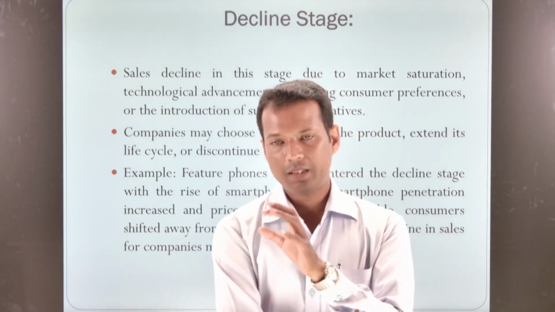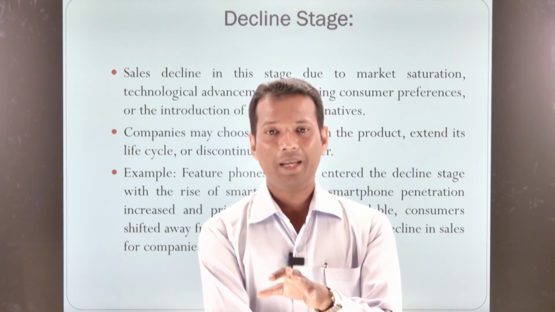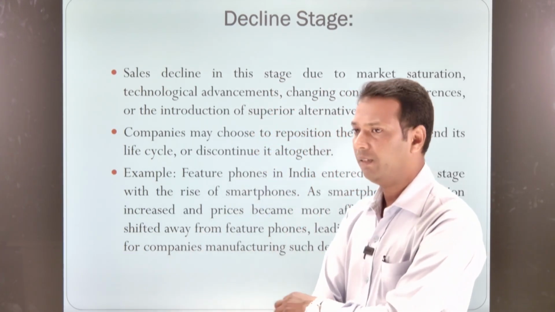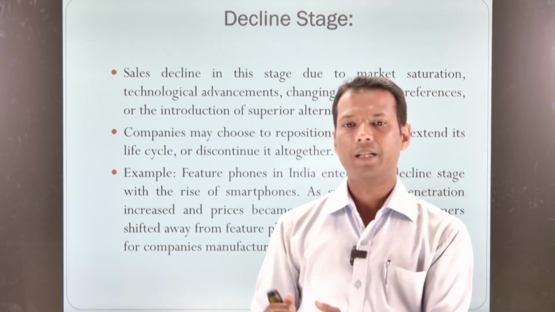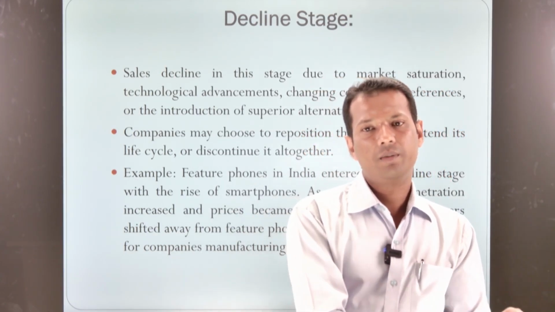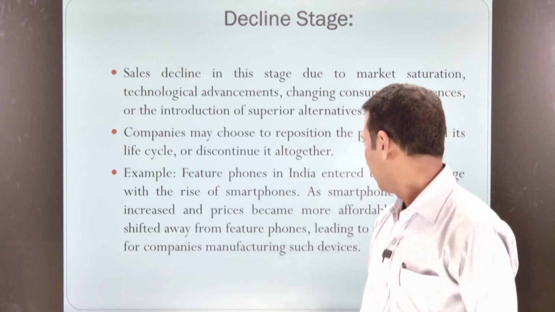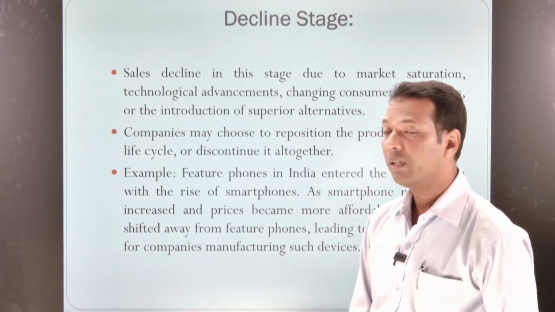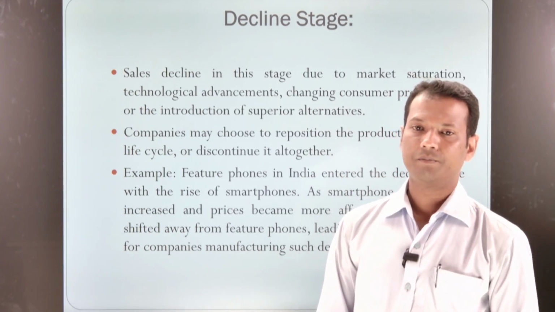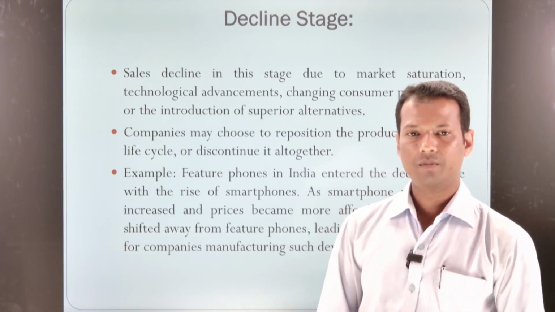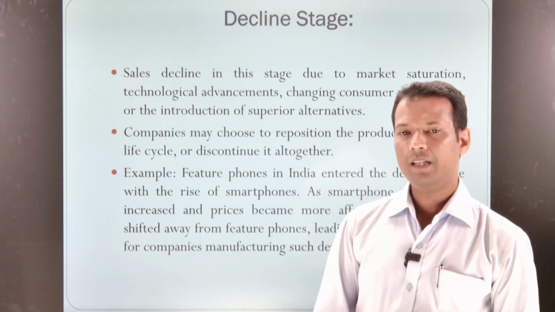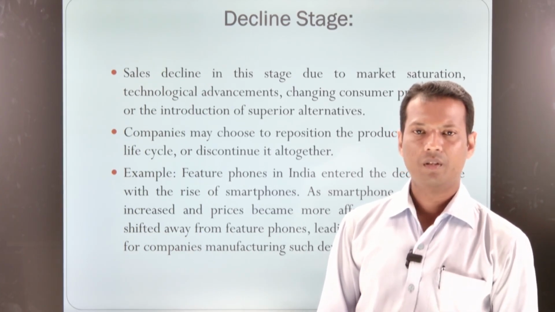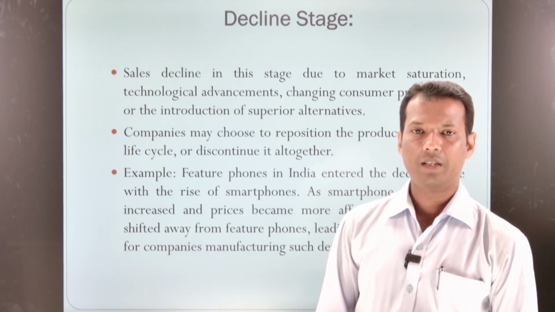So what happens in this stage? The companies may choose to reposition the product, that yes, this position is not for this market segment, this position is for this particular market segment, or extend its life cycle, or discontinue it altogether. So recently there are multiple examples of products which have reached the decline stage.